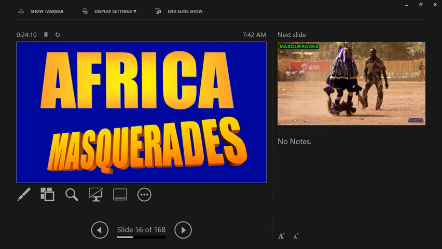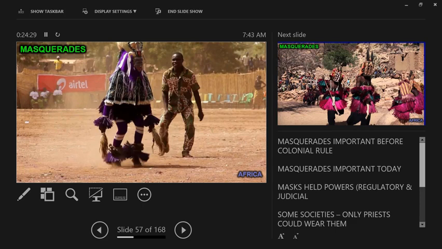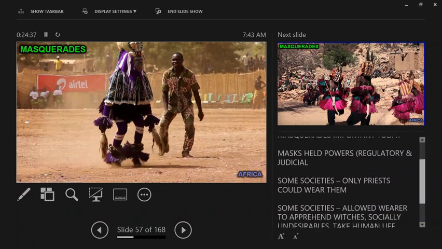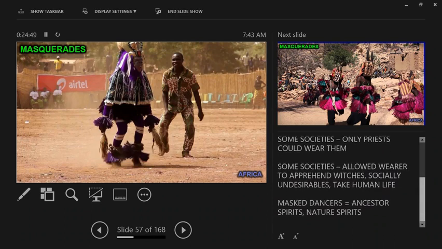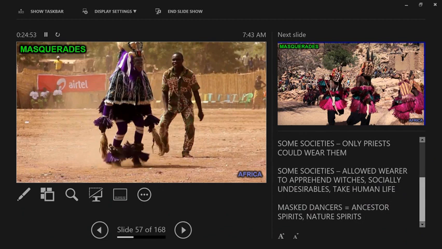All right, so we are going to now discuss the masquerades. With masquerades, we'll be looking at masks. Masquerades were important before colonial rule, and masquerades are still important today. Masks hold powers. They hold regulatory powers and judicial powers. In some societies, only priests can wear the masks. In some societies, they allowed the wearer to apprehend witches, socially undesirables, and to take human life. The masked dancers are channeling ancestor spirits and nature spirits in their dance.